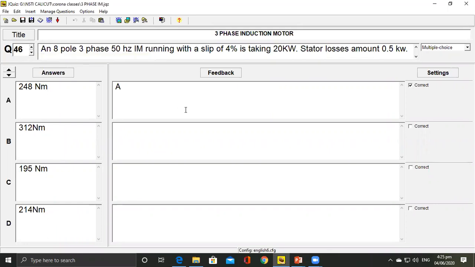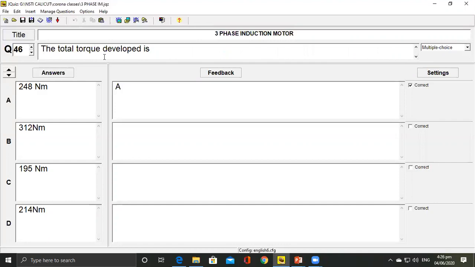And going to the 46th question. An 8-pole 3-phase 50 Hz induction motor running with a slip of 4% is taking 20 kilowatts. So it is the stator input, 20 kilowatt. Stator loss is 0.5 kilowatts. The total torque developed is: option A 248, option B 312, option C 195, option D 214.